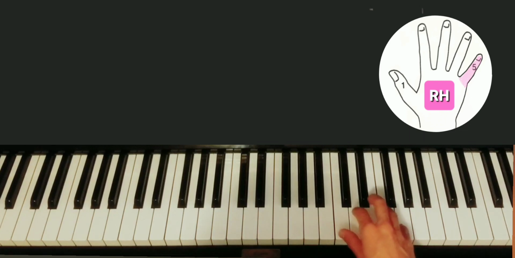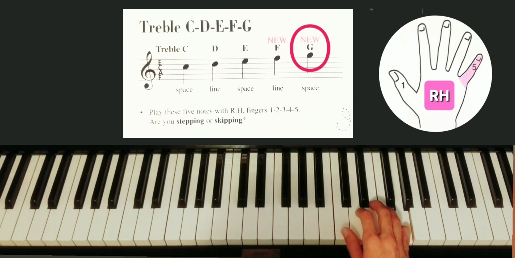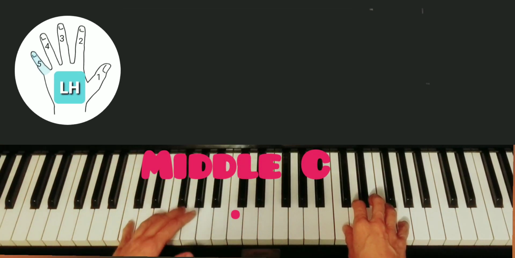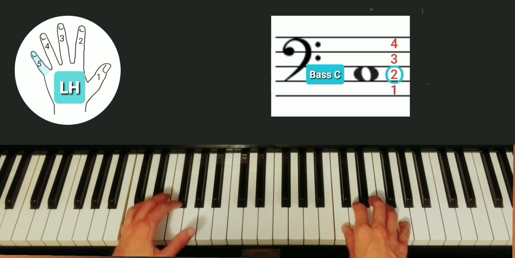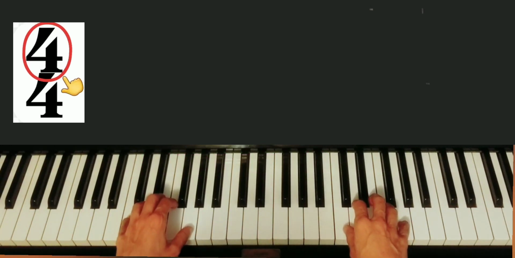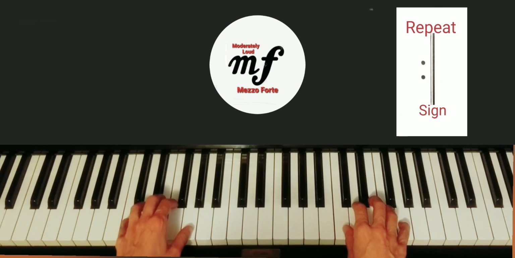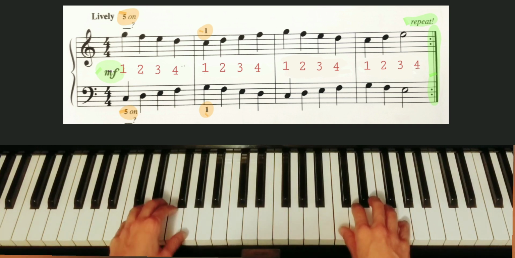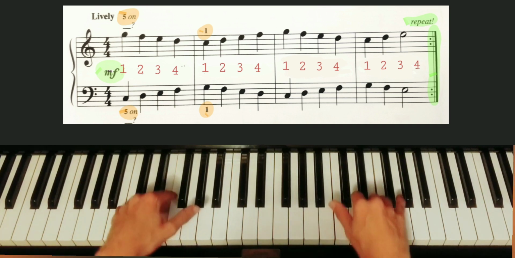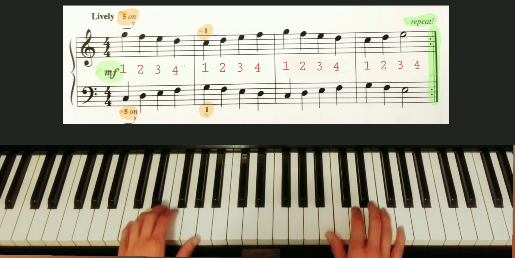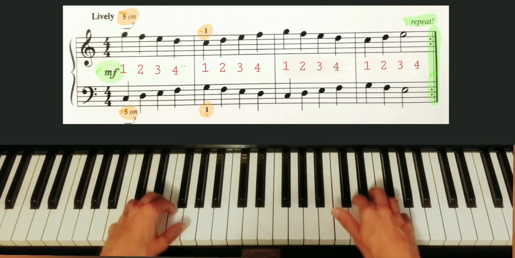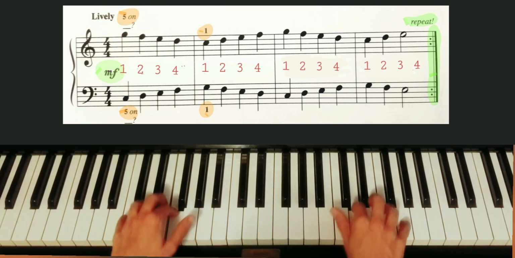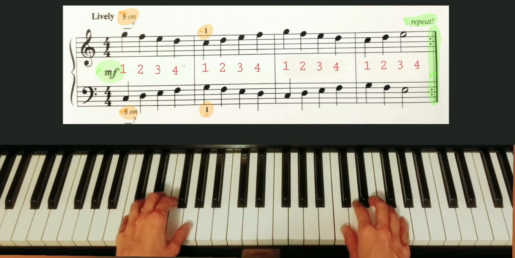Our right hand finger 5 is going to be on treble G. This is middle C. Our left hand finger 5 is going to be on bass C. Four counts in each measure, mezzo forte, and there's a repeat sign at the end of the first line. It's only 8 measures. 1, 2, 3, 4. Then we're going to repeat.